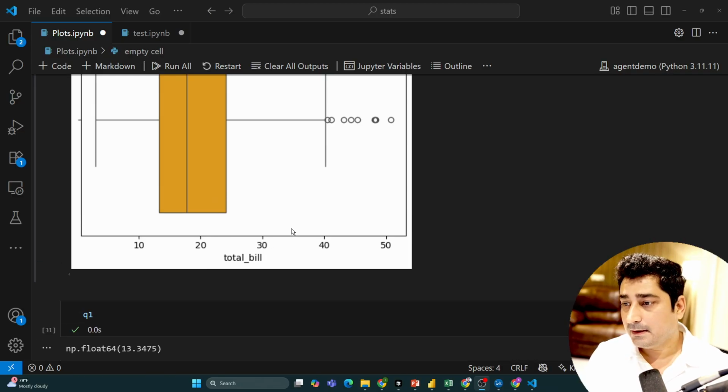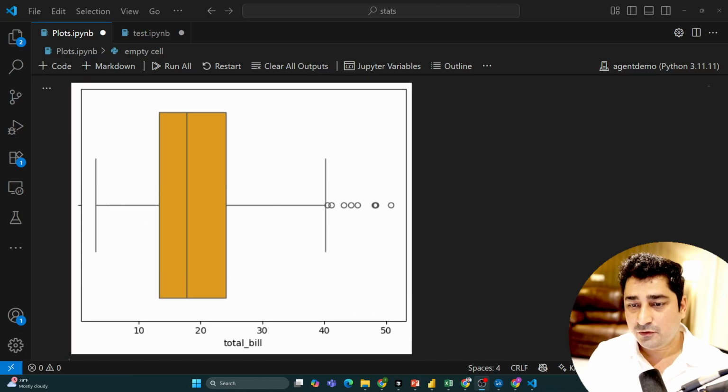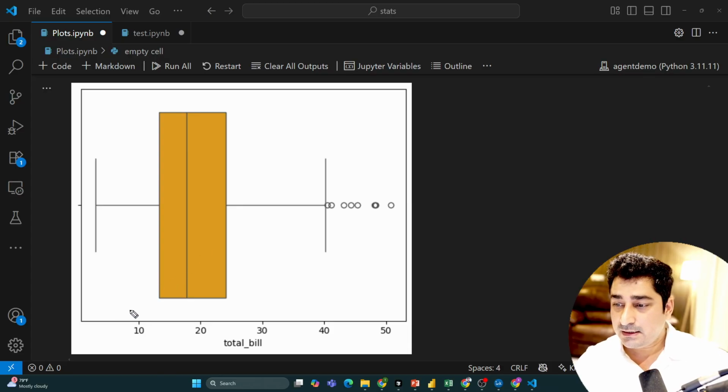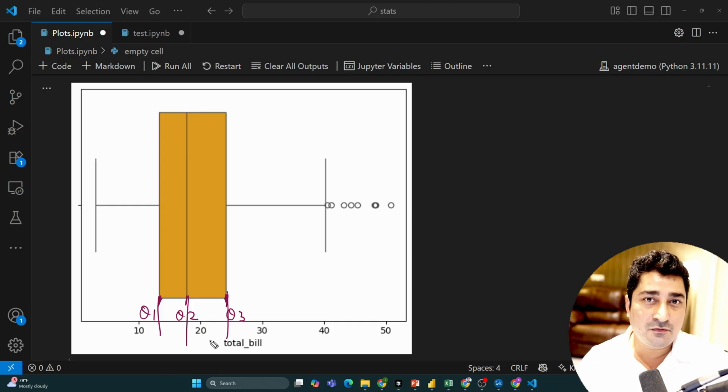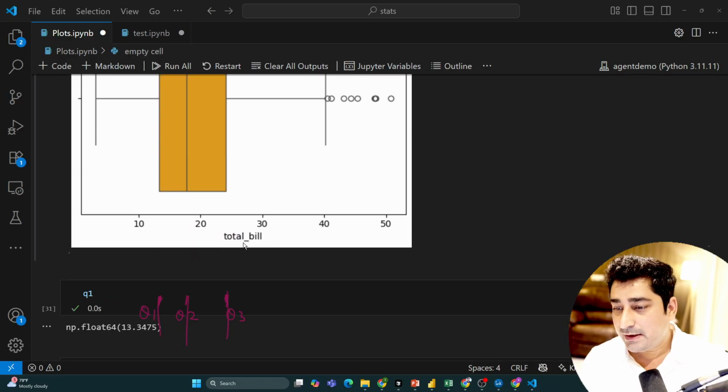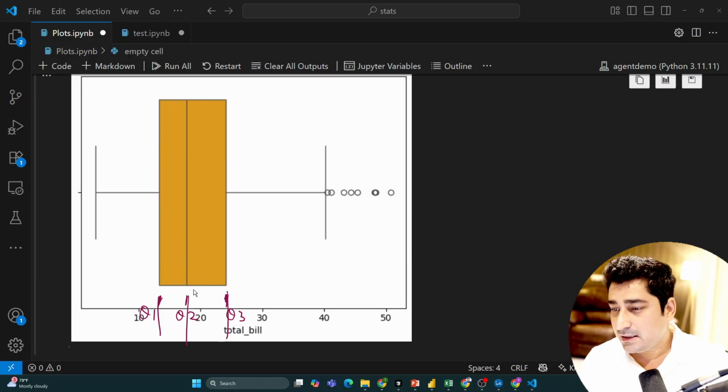So here, let me use my pen. If you look into this entire phenomenon, like the graph that I'm trying to plot, this is my Q1. Technically, this is my Q1. This is my Q2, which is the median of the data. And this is my Q3. This is what this line is trying to represent. If you do the comparison with the values, you will find the exact same thing. For example, when I say Q1, what is the value of Q1? 13. So yeah, it is 13, right?